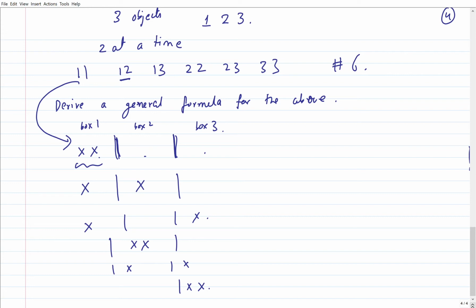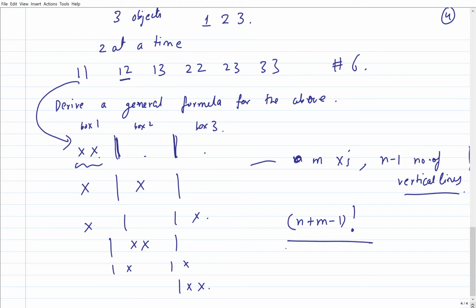So you have m x's, and you need essentially n minus 1 number of sticks or vertical lines arranged in a permutation, and that is going to give you the total m plus n minus 1 factorial divided by n minus 1 factorial times m factorial. Remember, this is the number of total permutations of m plus n minus 1 objects when n minus 1 are of one type and m are of another type.